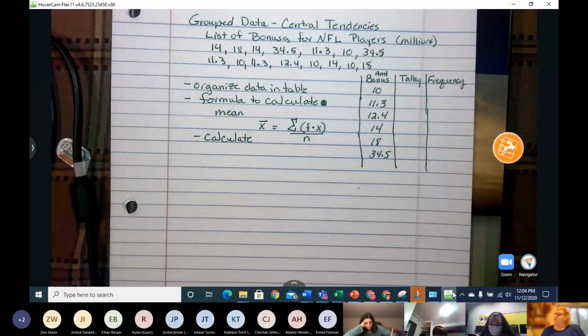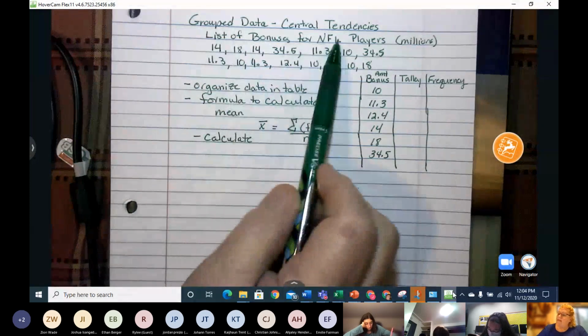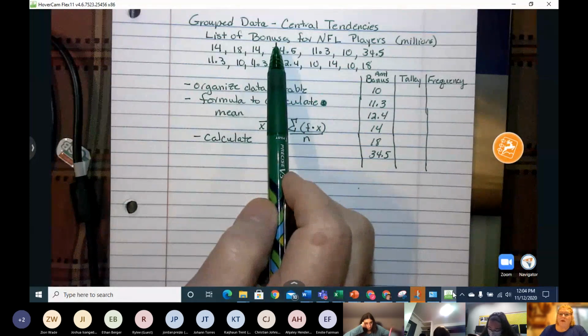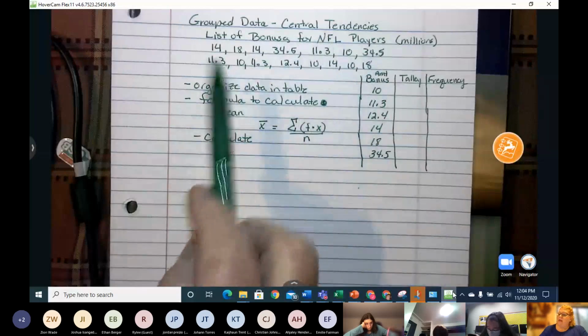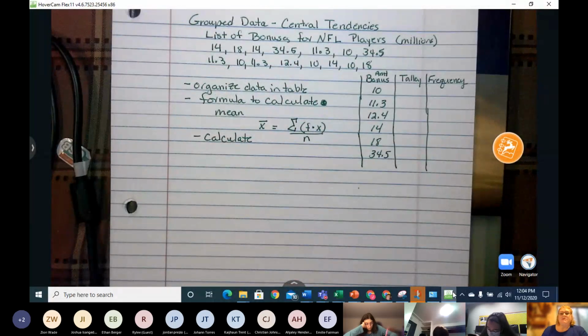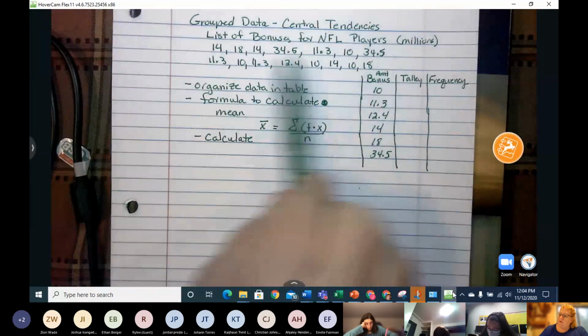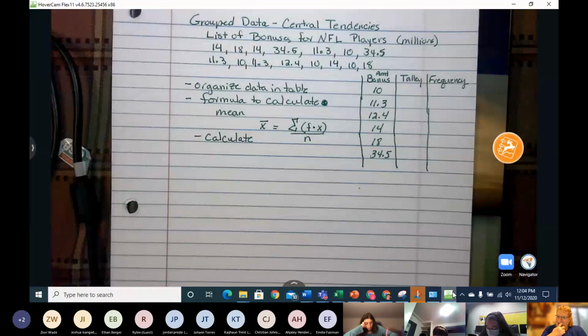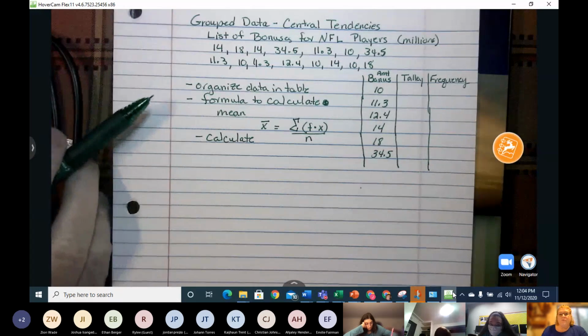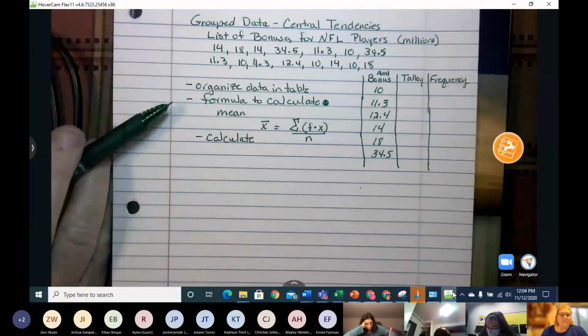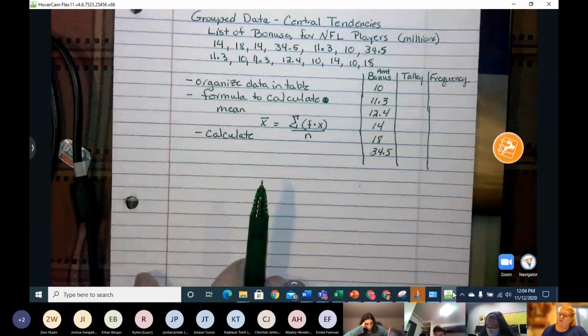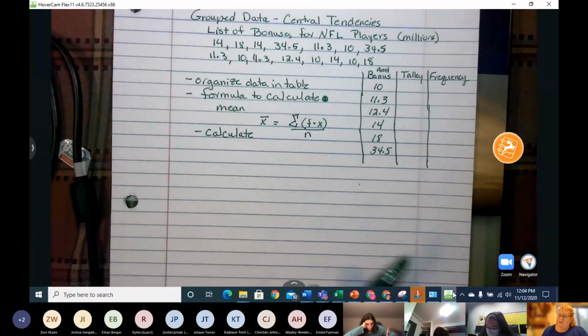So group data with your central tendencies. In this case, our example is the list of bonuses for NFL players, and these numbers represent millions of dollars for our players. So we have a variety of amounts here of data to look at. And when we're doing group data, we would want to organize that data in a table first. We're going to do mean first when we calculate, but we've got to get the data organized first.